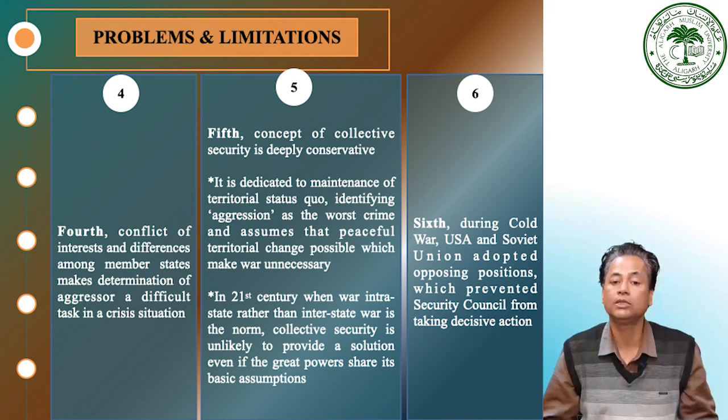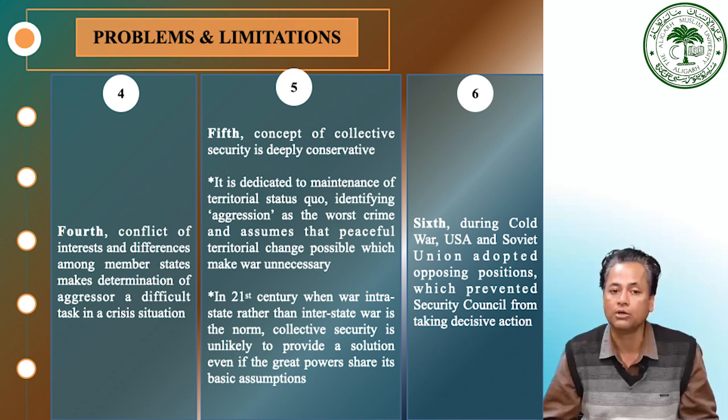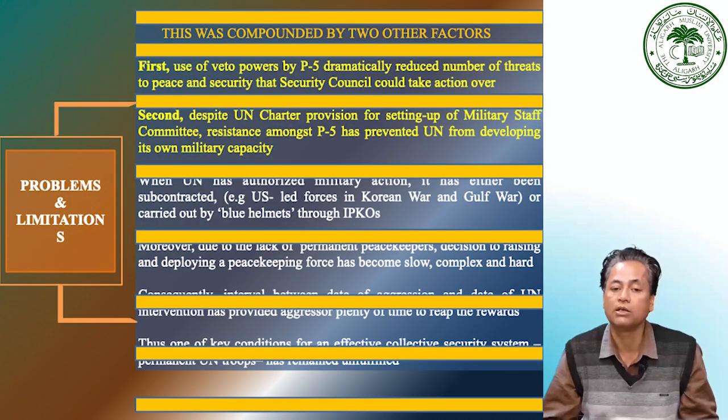Sixth, the Cold War ensured that in most issues the United States and the Soviet Union, the permanent two members of the UN Security Council, always adopted opposing positions, which prevented the successful operation of the United Nations Security Council. So, most of the time, if something was proposed by one superpower, it was opposed by the other superpower. That in a way paralyzed the working of the United Nations, particularly the Security Council.